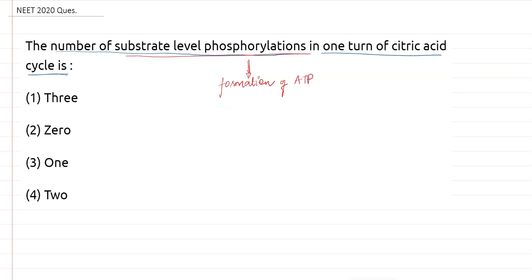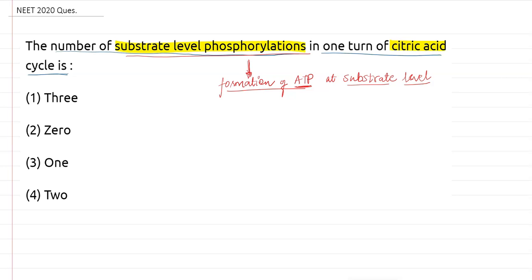Substrate level phosphorylation is the formation of ATP at substrate level. सबस्ट्रेट लेवल मतलब क्या कि अगर कोई रिएक्शन occur कर रही है और उस रिएक्शन के चेंज होते वक्त जब एनर्जी निकलती है और जब वो एटीपी या जीटीपी बोल सकते हैं, इनमें किसी में कन्वर्ट होती है, उसको हम लोग बोलते हैं सबस्ट्रेट लेवल फॉस्फोराइलेशन.